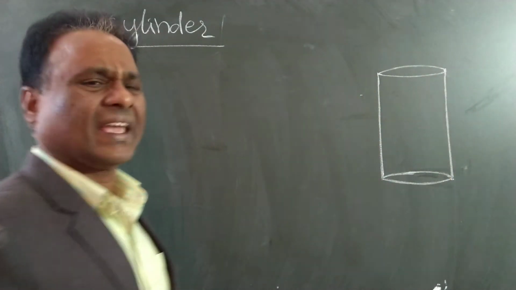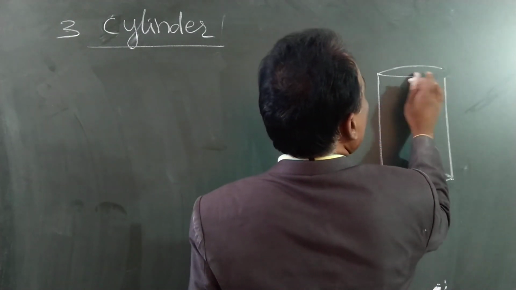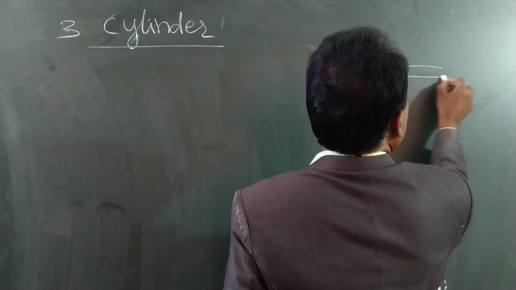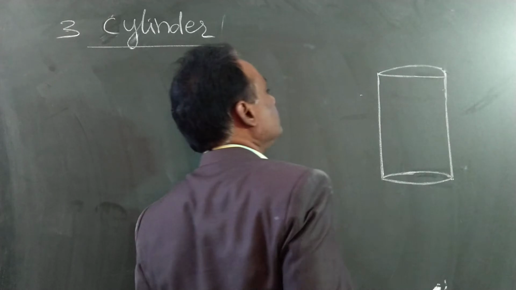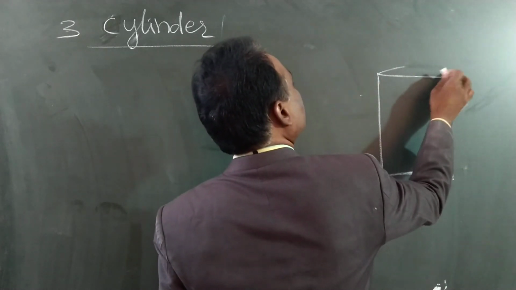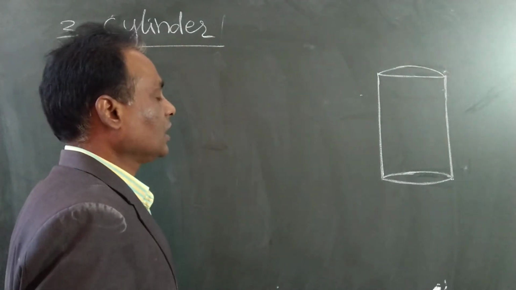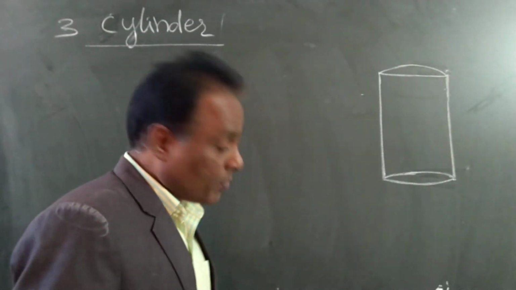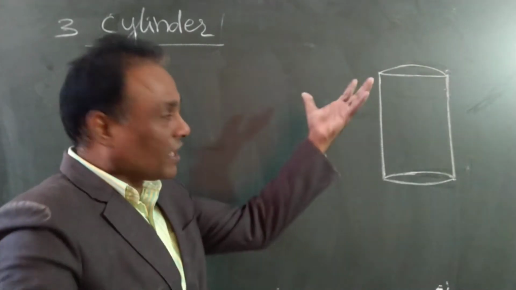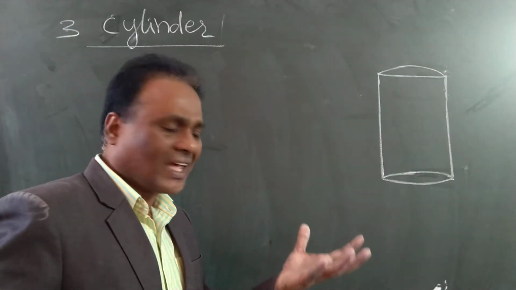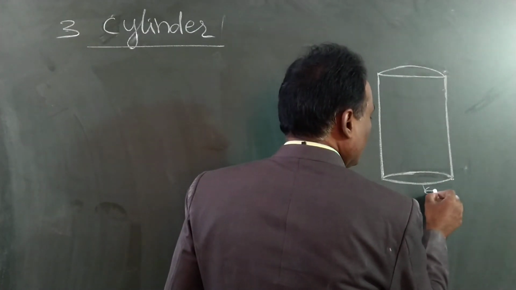Students, the cylinder is approximately like this. So, cylindrical shape. Base is in the form of a circle. Top also is a circle shape. A circle will have only one dimension, that is the radius. You know what the radius is.